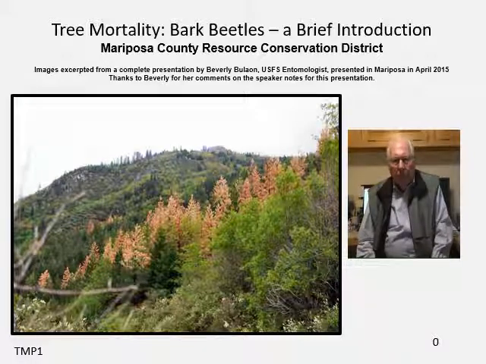I reside in Mid-Pines, which is a community in Mariposa County, California, and I work for the Mariposa County Resource Conservation District. This presentation is part of a series of 4 which deals with dead trees caused by bark beetle infestations, specifically that of native bark beetles in the Sierra Nevada. The first presentation, this one, is a brief introduction to our beetle problem. We call it the beetle complex.